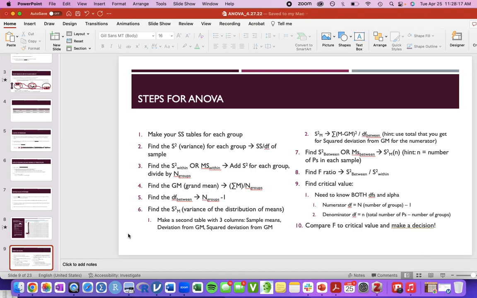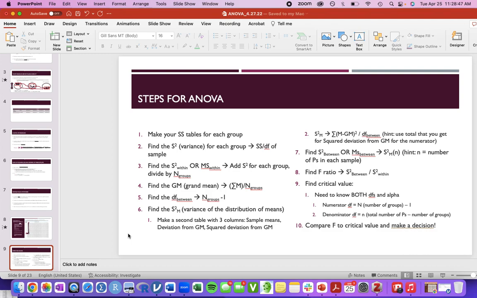Okay, so here are our steps for the ANOVA. There are a couple of new steps in here, but you're going to see that it looks a lot like our t-tests. So the first thing that you're going to do is make an SS table for each group. You're going to find the variance for each group, which is just your sum of squares over your DF for each sample. So again, this is just like what you did before.